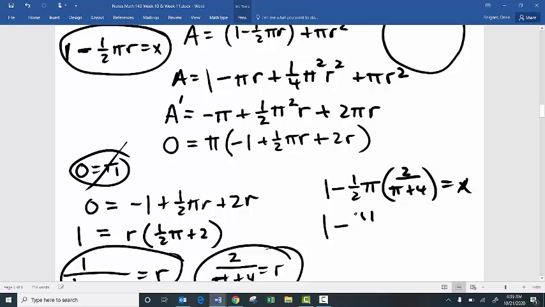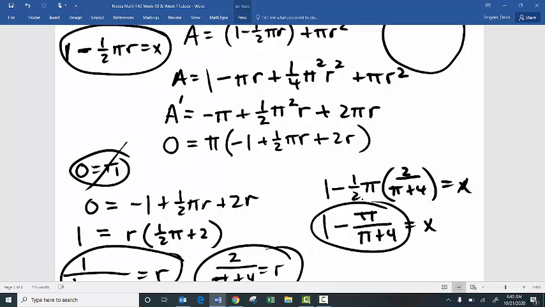So on the top, you're actually just left with this pi, and then the bottom you're left with pi plus 4 equals x. So that's pretty much what you can do there for that one. So the 2's cancel, and then you have a pi left on top, and then you have that on the bottom. So that's pretty much what x is. So those are the dimensions, and you can actually figure out what it would actually be, okay?